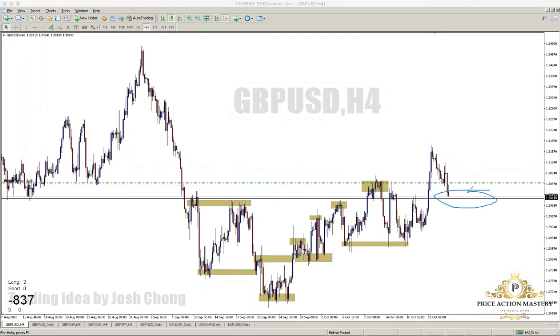Here I'm expecting the market will struggle first, and then the market is going to advance. The first level is going to be here first.